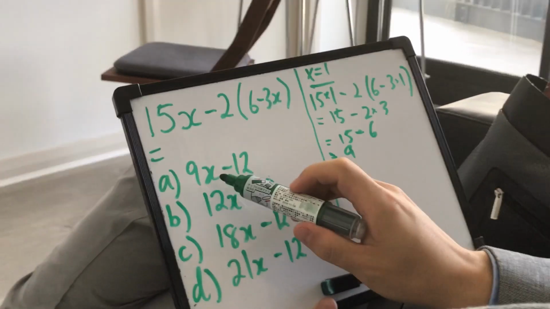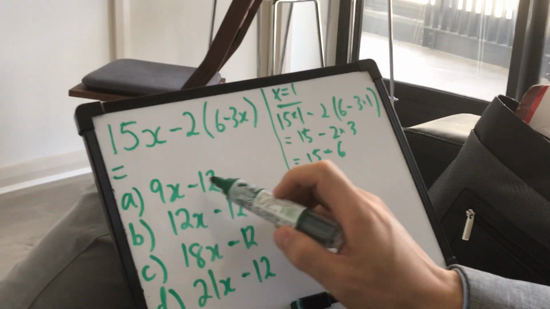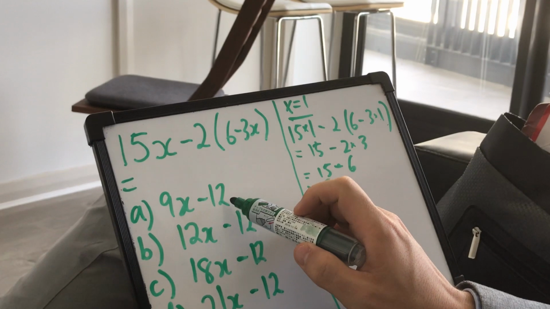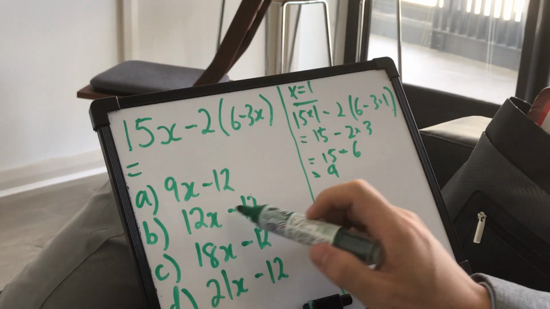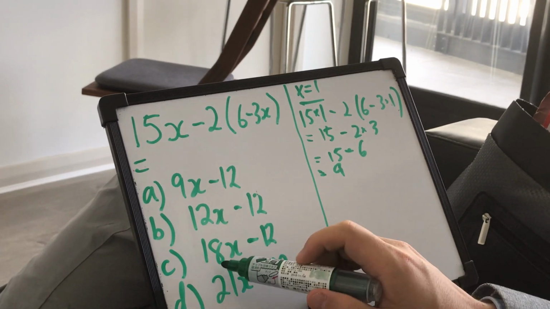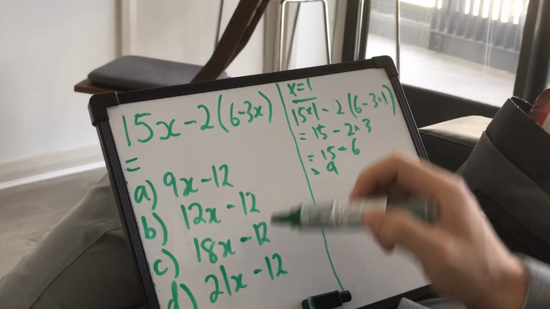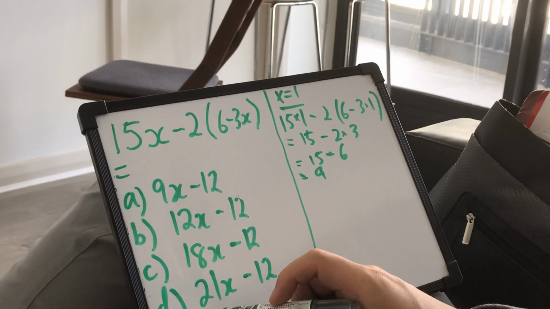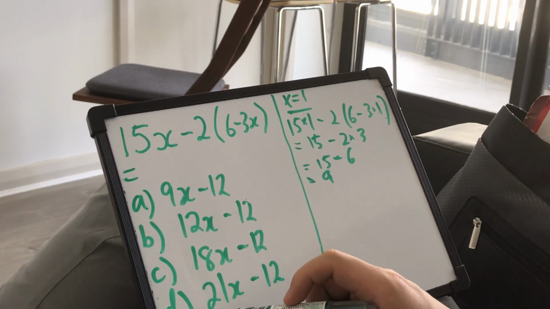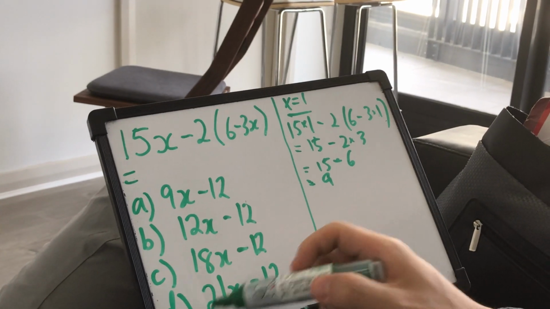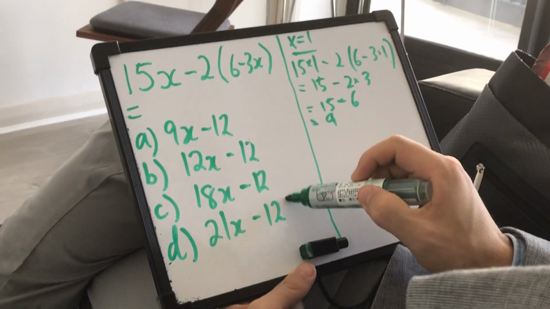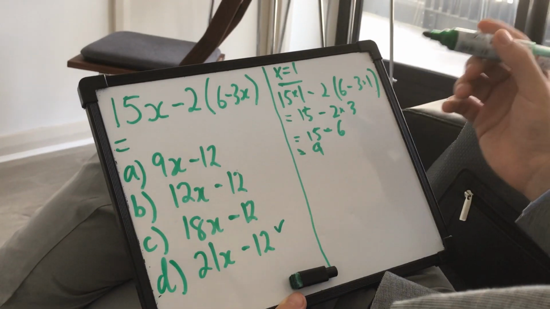So for example, when we put x equals 1 here, that's 9 minus 12. It's not equal to 9, yeah? 12 minus 12 is not equal to 9. 18 minus 12 is not equal to 9. So that's already enough to tell you that the answer has to be D. And since it's a multiple choice, it must be D, right? That makes sense? Okay.